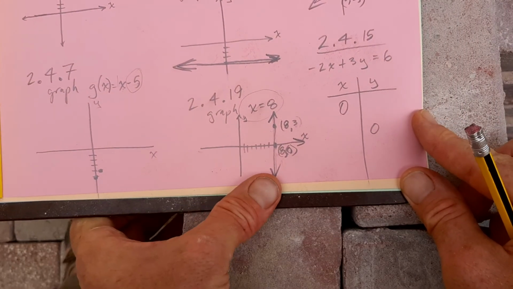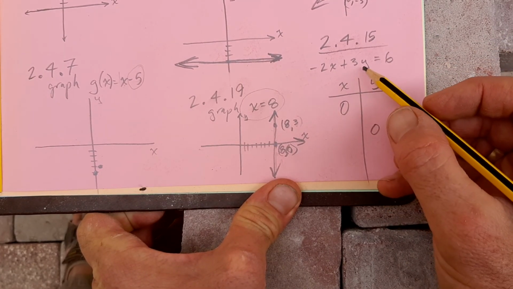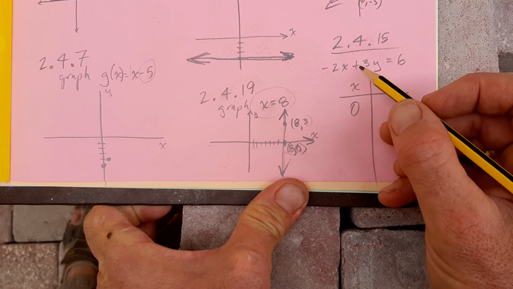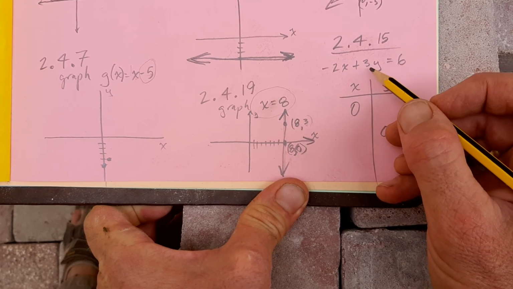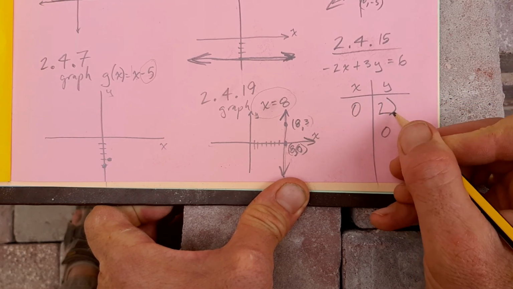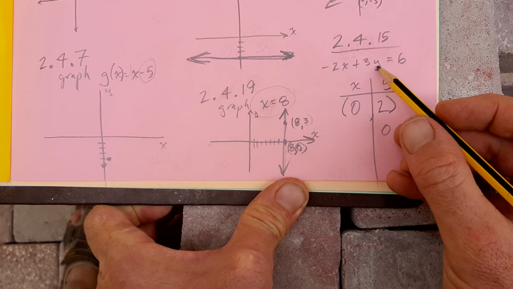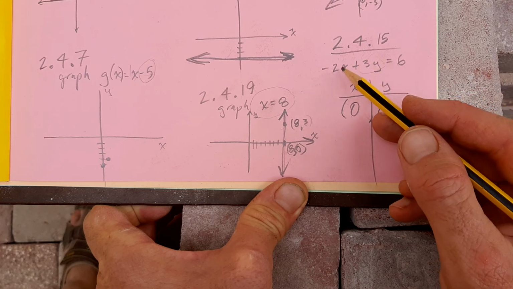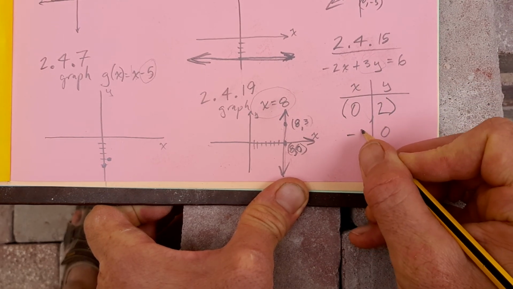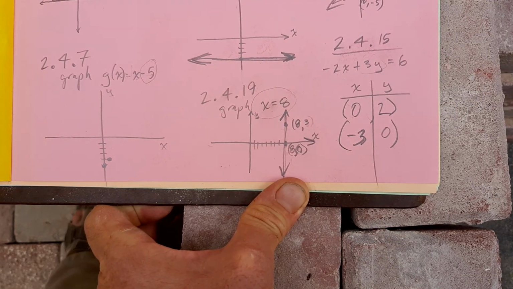Okay, so 2.4.15, getting a little long here. The best way to do this is to just get 2 points. Substitute a 0 in for x. Negative 2 times 0 is 0. I'm left with 3y equals 6. Y must be 2. There's a point, 0, comma 2. Now, put a 0 in for y. Gets rid of that term. Negative 2x equals 6. X must be negative 3. Got those 2 points? Plot those 2 points. And you got your graph.